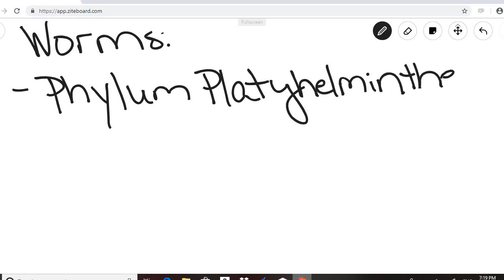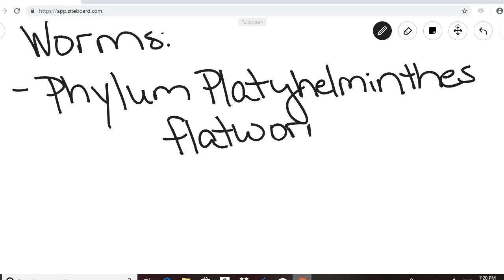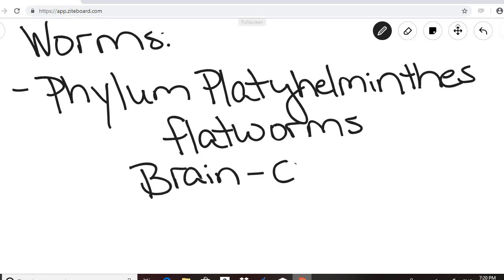That's a mouthful. It's pretty phonetic. Platyhelminthes, and these are what would typically be called the flatworms. So as I said, their brain is just a collection of nerves. It's not a complicated brain like our brain, but they do have a collection of nerves that make up their brain.